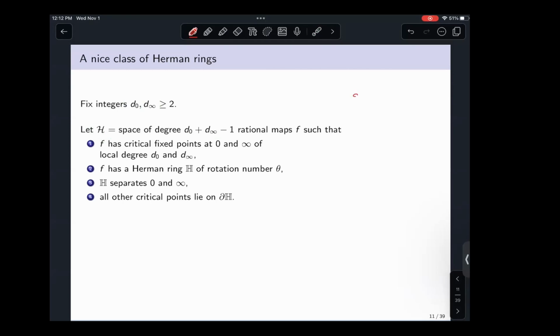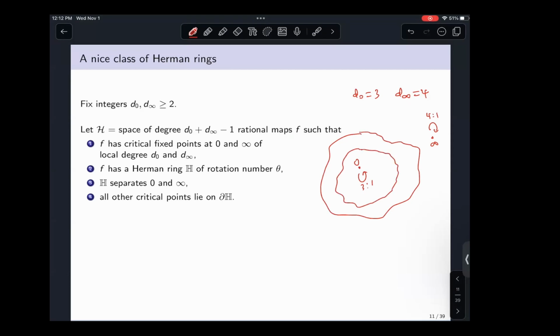So if I take d0 to be 3 and d infinity to be 4, I'm going to assume that f has critical fixed points at 0 and infinity of the corresponding degrees. So 0 is, say, 3, 2, 1, and then infinity is also fixed, say 4, 2, 1. The second assumption is I have a Herman ring of rotation number theta. And again, I'm going to assume that theta is of bounded type. And then the third tells me that it must separate 0 and infinity. So this is the rough picture.